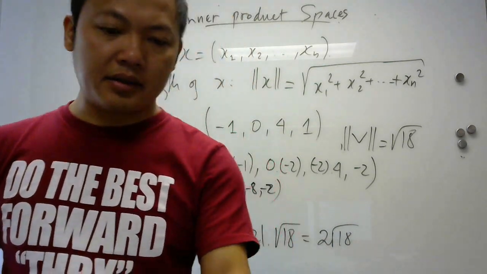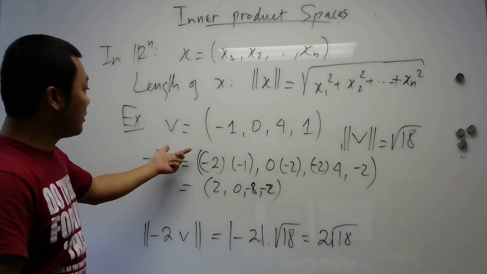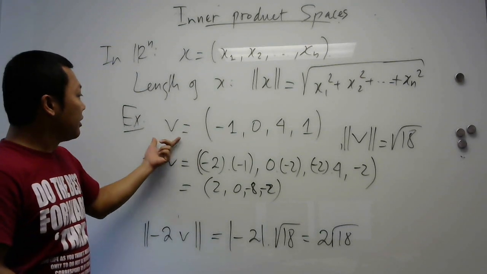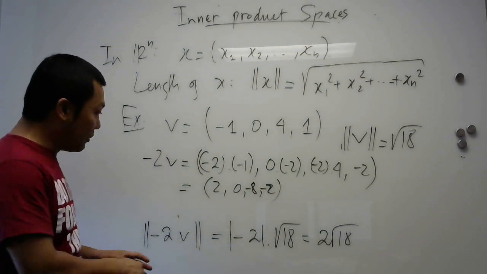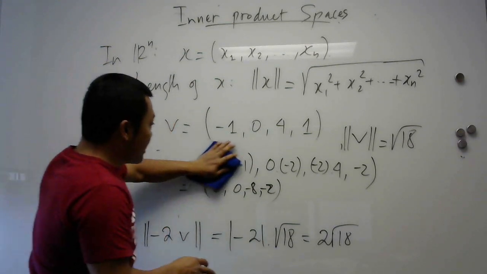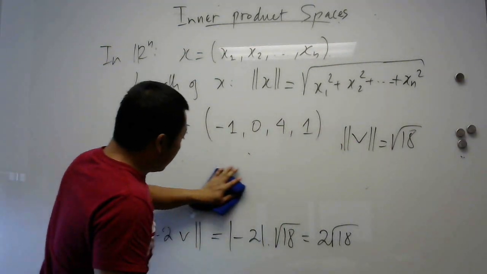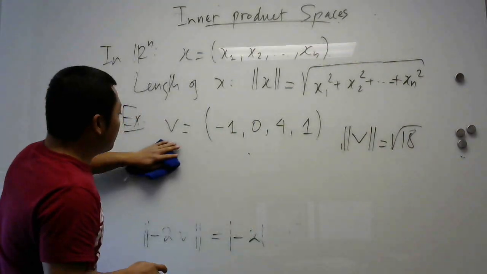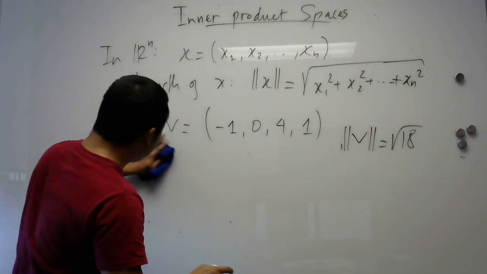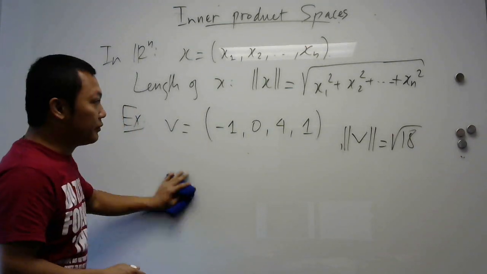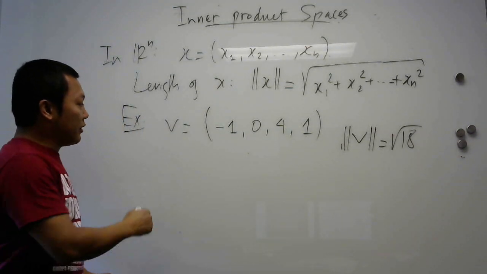And based on this, actually you can make a unit vector from any vector. So here's the big truth. I'll give this example, and we just saw that the norm of this vector is the square root of 18, right? So how do we make a unit vector from here?